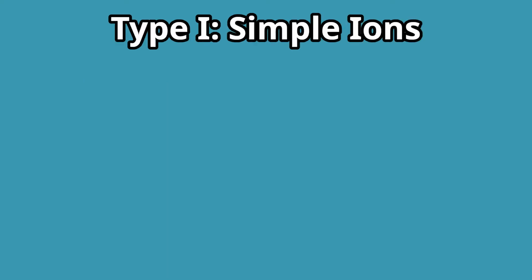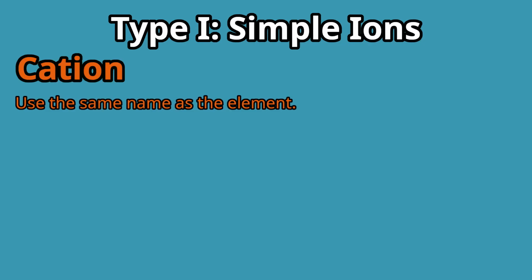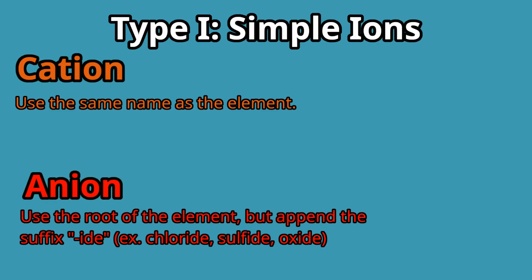For a type 1 ionic compound, where the ions are monatomic, the cation uses the same name as its element. So magnesium would just be magnesium, and lithium would just be lithium. The anion uses the same root as its element, but ends with the suffix "ide". Chlorine becomes chloride, and sulfur becomes sulfide. Sometimes it's hard to tell exactly what to call the anion, like in the case of oxygen and oxide. That means a bit of practice can be good with these.